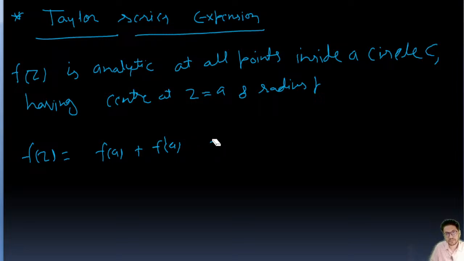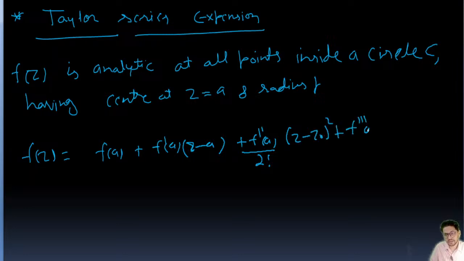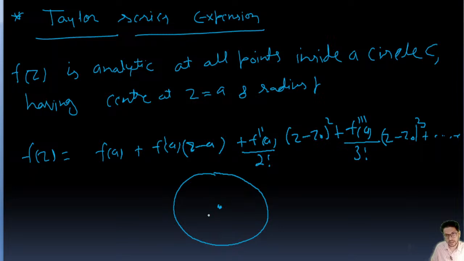into (z minus a), okay, plus f double dash a upon 2 factorial (z minus z naught) whole square, plus f triple dash a upon 3 factorial (z minus z naught) whole cube, plus so on, okay. And this is like this expansion, okay, this is the circle and center is at z equal to z naught, this is r, and this function is analytic at all points inside this circle, okay.